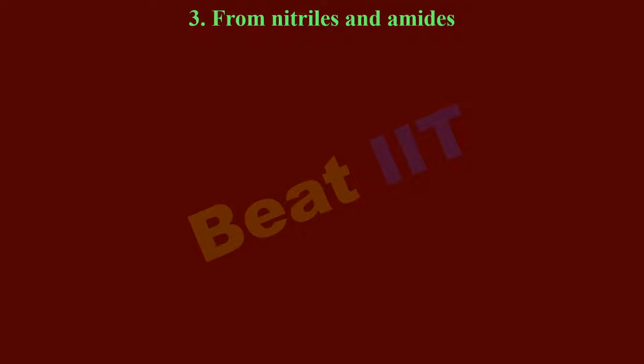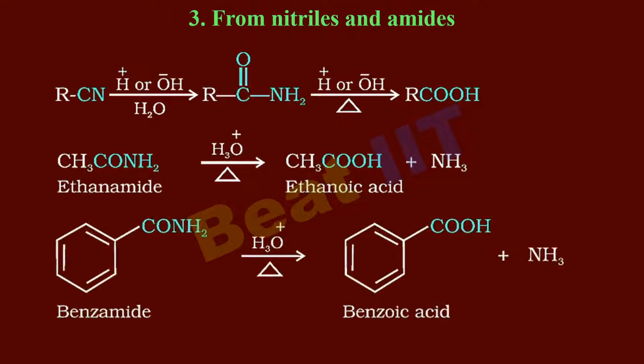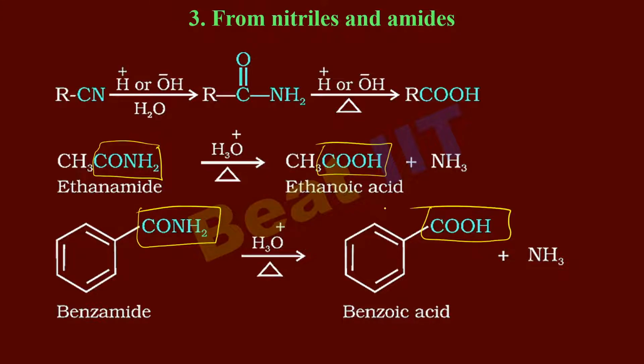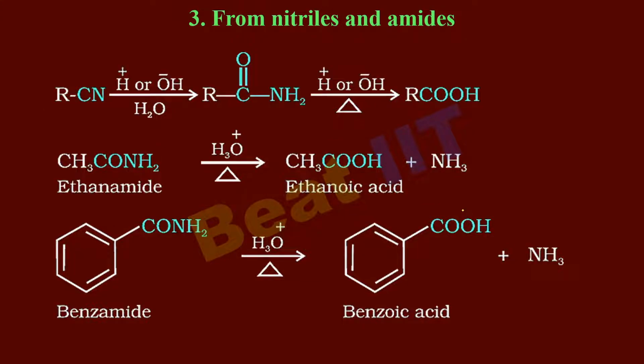Next, from nitriles and amides. As I said, it is actually from amides. Even if you have a nitrile, you first convert it to amide and then you convert the amide to carboxylic acid. These are the reactions you can consider. Basically, you will remember from amide to carboxylic acid. The whole amide group, CONH2, is converted to COOH. In all cases, the amide group is being converted to COOH.